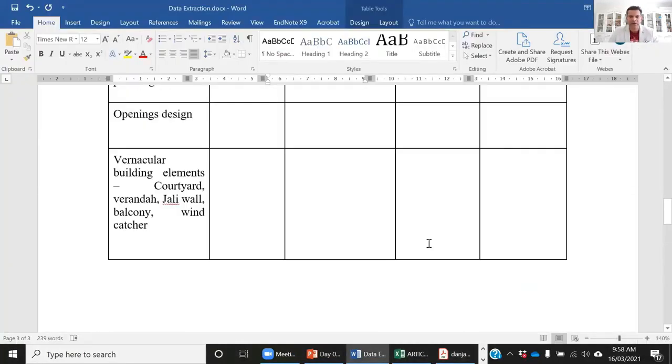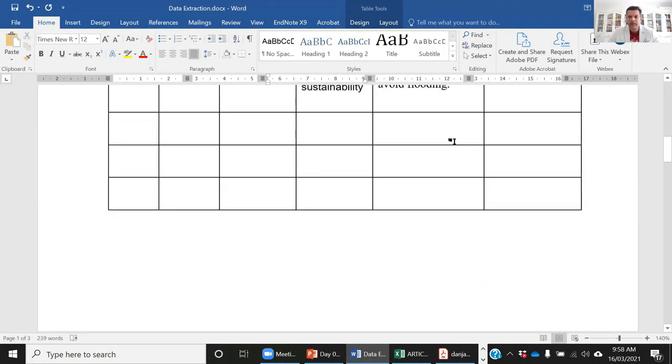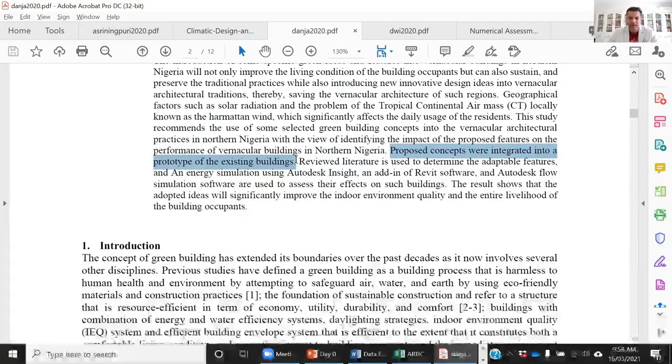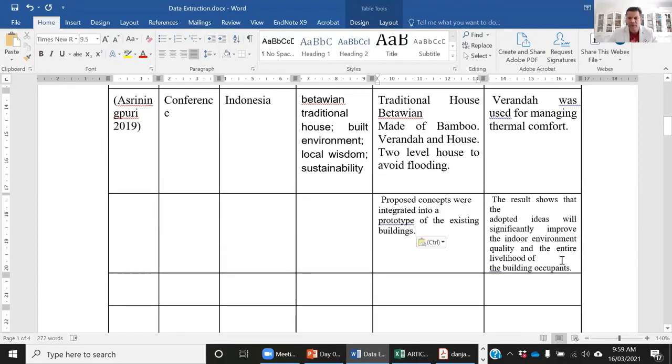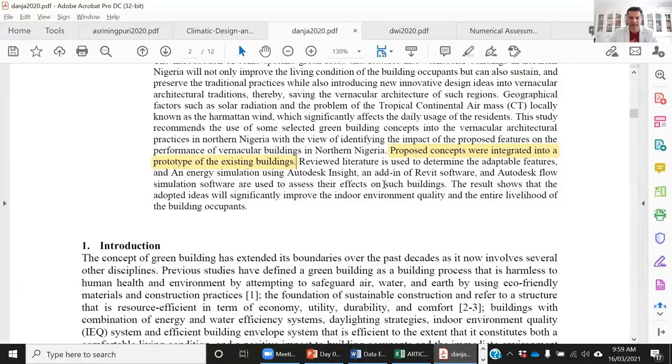So if you go back to maybe here, what they have done is proposed concepts were integrated into a prototype of the existing building. I think you don't have it here anywhere, but you can also capture whether they have done any experiments or simulations to gather or test their idea. So here they have done that. Simulation is done here, so this can also be captured.